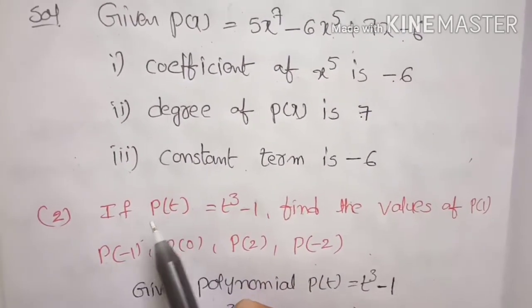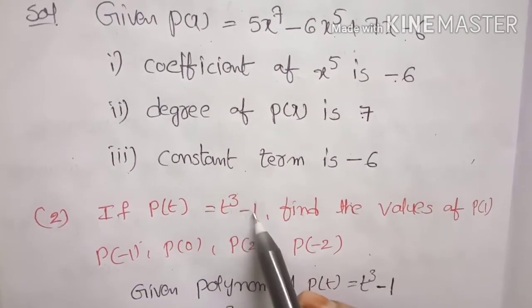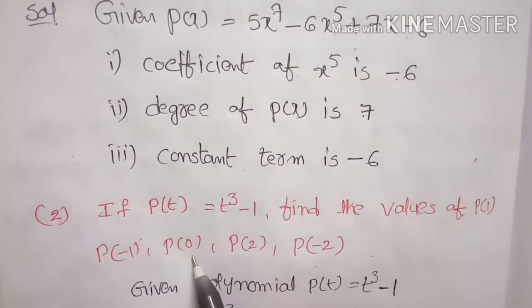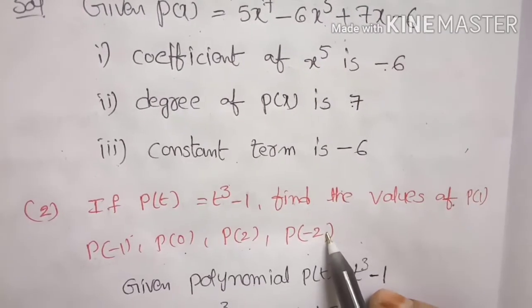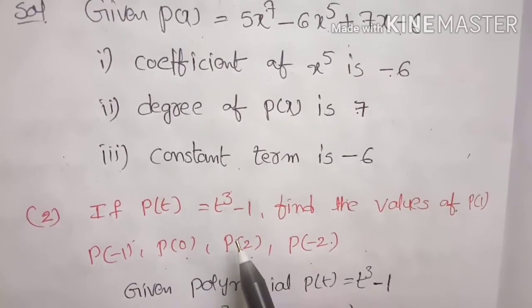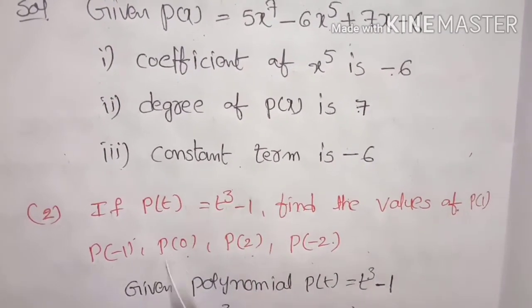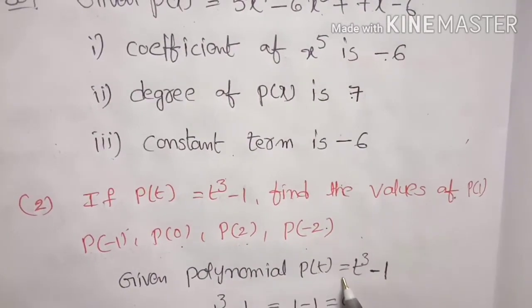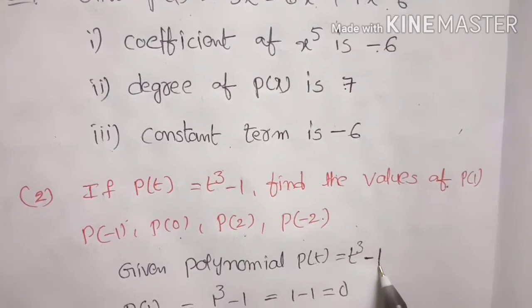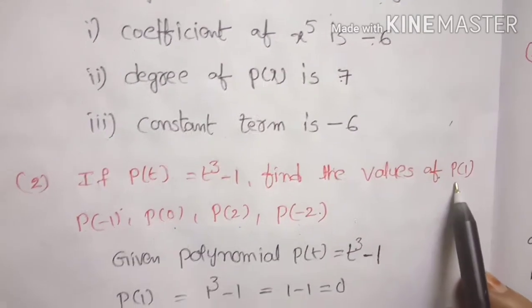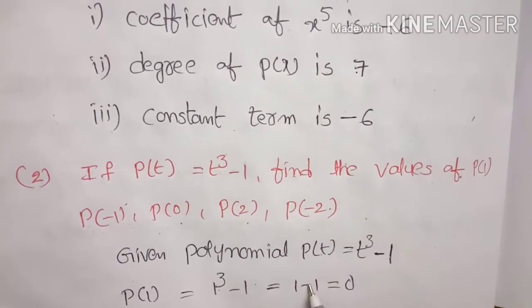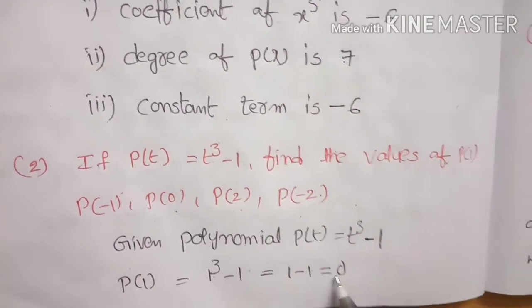Okay, next one. If p of t is equal to t cube minus 1, find the value of p of 1, p of minus 1, p of 0, p of 2, p of minus 2. We substitute t is equal to these values. Okay, first one, given polynomial p of t is equal to t cube minus 1. Okay, first value p of 1, then t is equal to 1, 1 cube minus 1, that means 1 minus 1, 0.